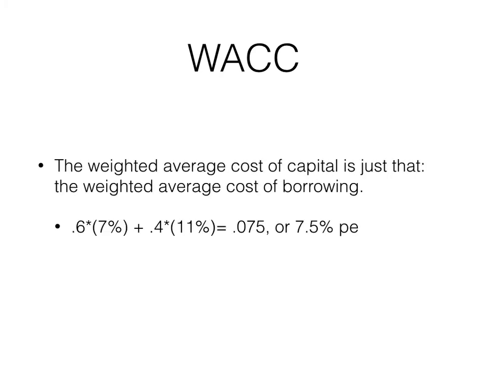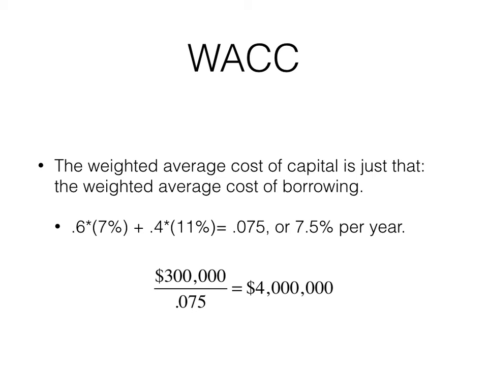First, the weighted average cost of capital, again, is just that. It's the weighted average cost of borrowing. So 60% of financing is going to come from the bank at 7%. 40% of the financing is going to come from friends and family with an 11% return. And therefore, we'd say the weighted average cost of this borrowing is 7.5% per year. And we can take the $300,000 profit, divided by our weighted average cost of capital, and see that we wouldn't be willing to pay anything more than $4 million for this furniture company. That becomes the maximum amount we want to pay.